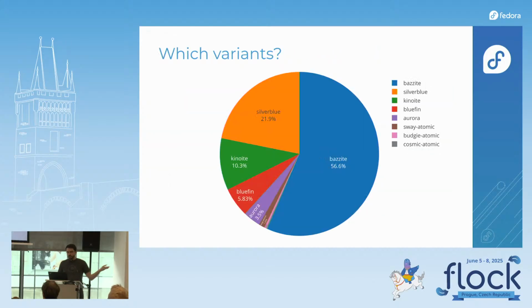So which ones are popular? If you look at the stats, you can see that essentially Bazzite is taking a huge chunk of the popularity among all the variants that we have in the Atomic desktops. Then comes Silverblue, then comes Kinoite, and then come all the Universal Blue variants of those two. So Bluefin is based on Silverblue, and Aurora is based on Kinoite. And then you've got a bunch of the other ones, whether in Fedora or Universal Blue.